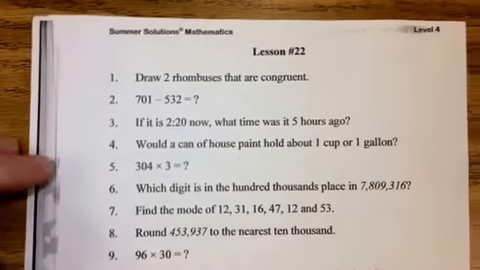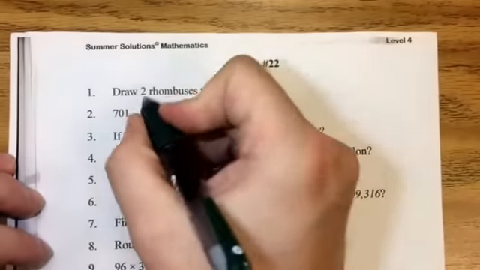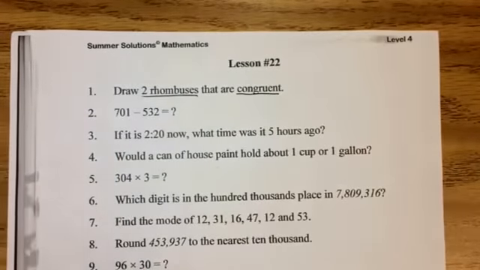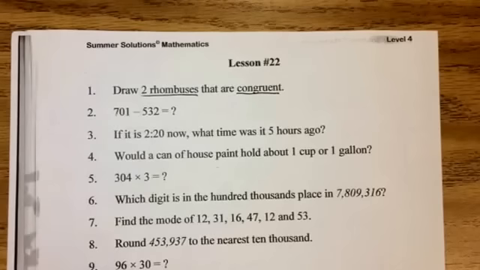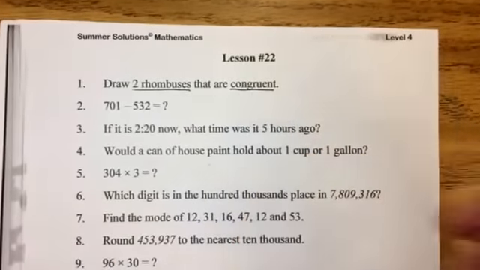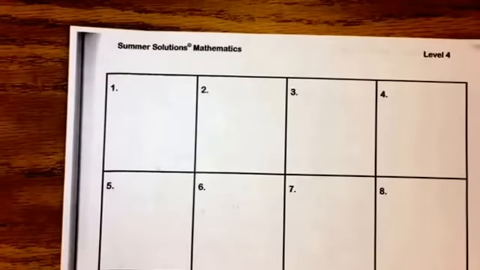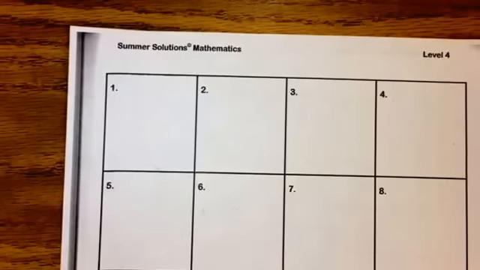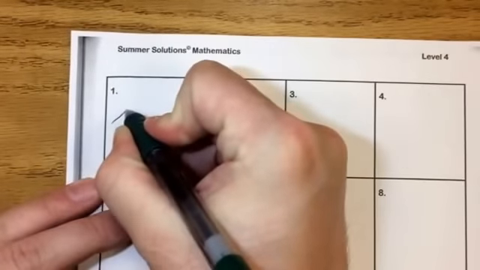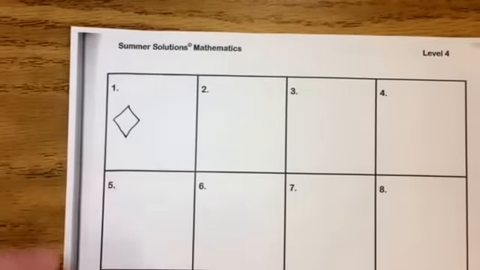Problem number 1 says that we need to draw 2 rhombuses that are congruent. There's a couple things we need to look at here. First, we need to know what a rhombus is, and what the word congruent means. A rhombus is just a 4-sided figure. A rhombus can be a square, but that's only if it has right angles. Most of the time you're going to see a rhombus that looks like what we also call a diamond, or a kite. So that is a rhombus right there.